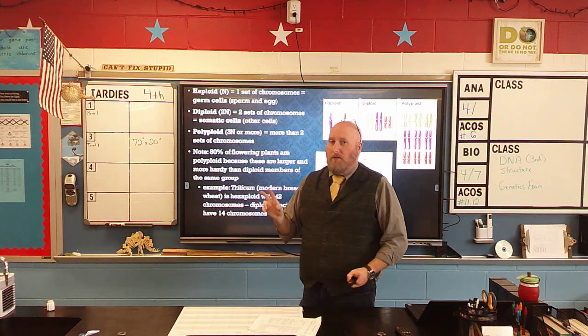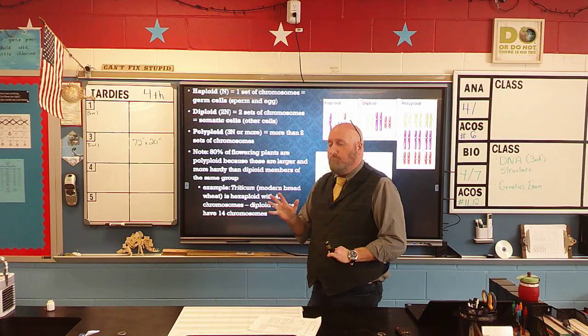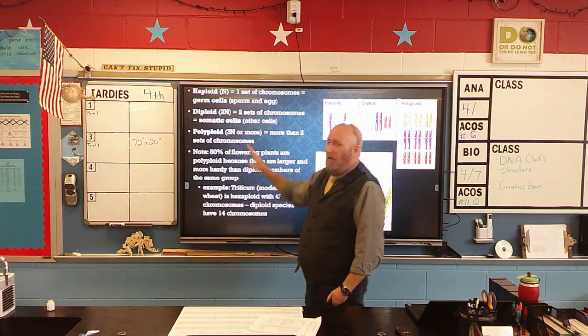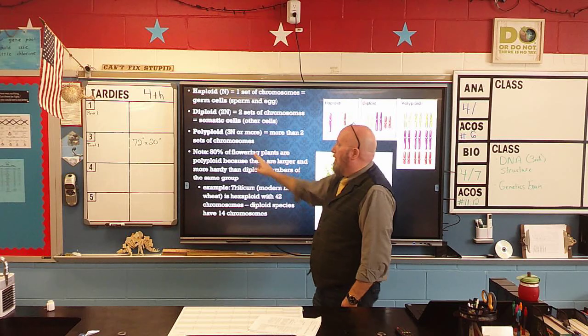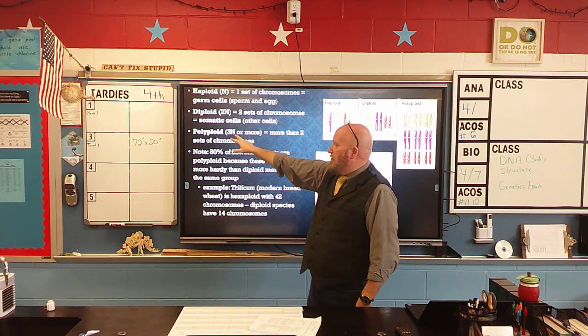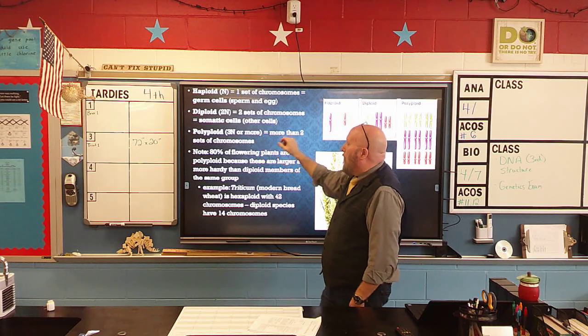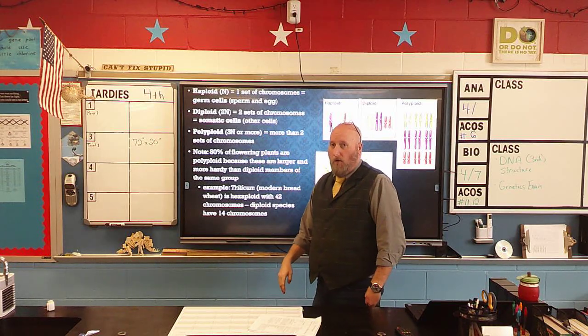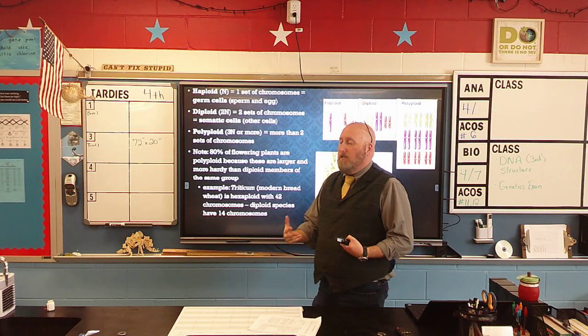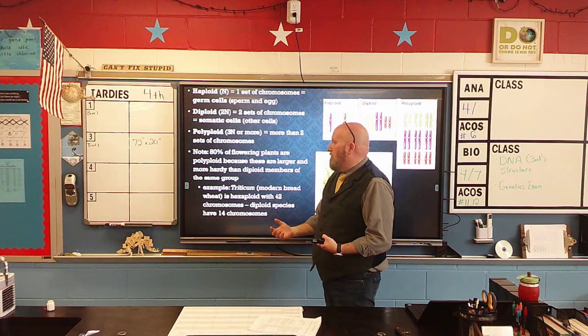Now there's a third one, because this is kind of the odd one. There's another word called polyploid, and the word poly means many. 3N or more. Actually, there's something called triploid, which means 3N. What does that mean? We have more than 2 sets of chromosomes, okay? Poly means many, so we have several sets of chromosomes.